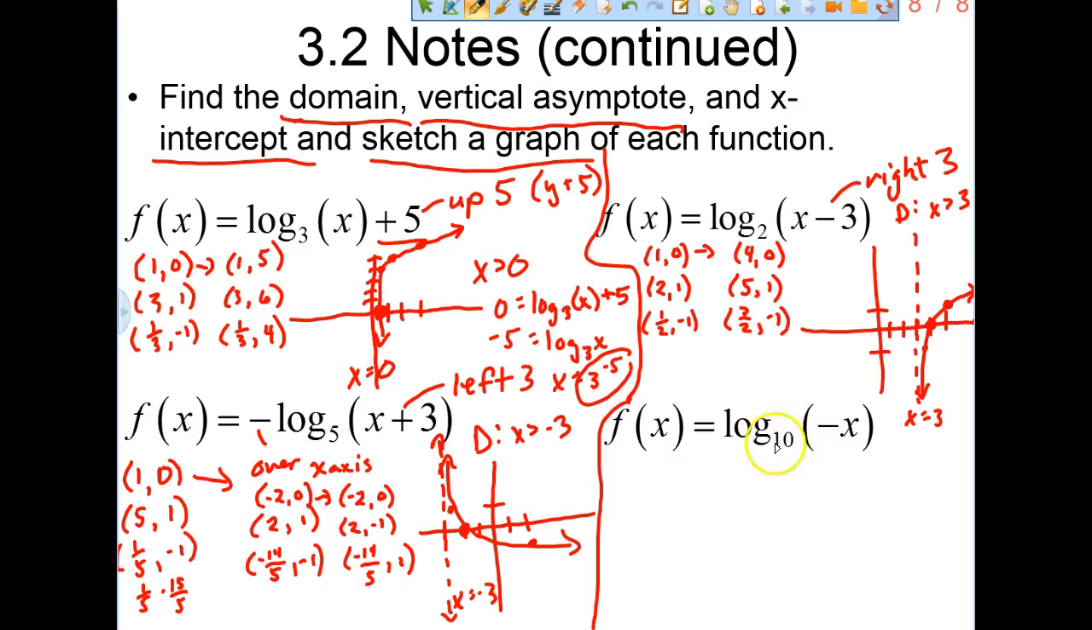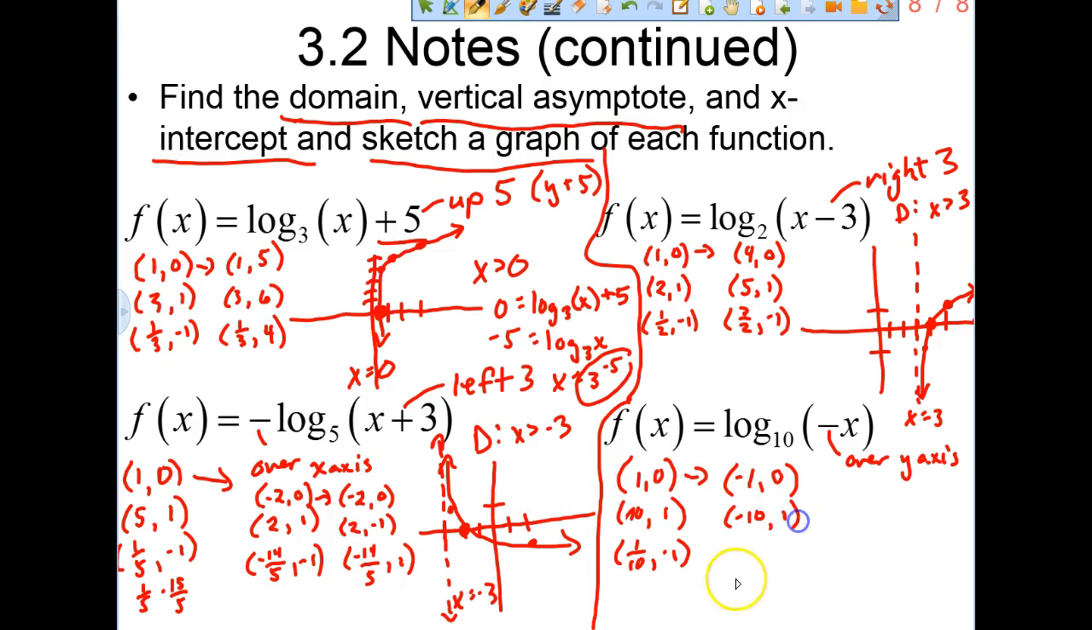All right, so I've got log base 10 of negative x. So what does the negative do? Remember, that is a reflection over the y-axis. So if I reflect over the y-axis, we start off with 1, 0, then 10. Remember, the base is 10, so 10, comma, 1. And then we have 1/10, negative 1. So now, reflect over the y-axis. That means we make the x value the opposite. So negative 1, 0, negative 10, 1, and negative 1/10, negative 1.